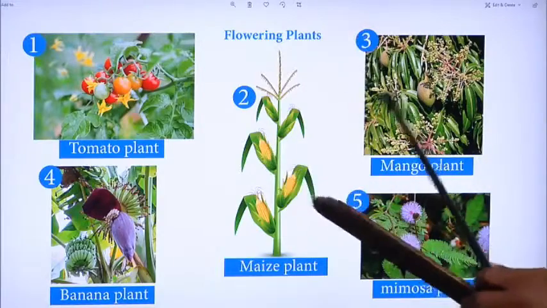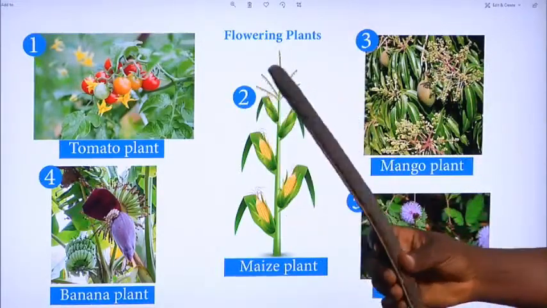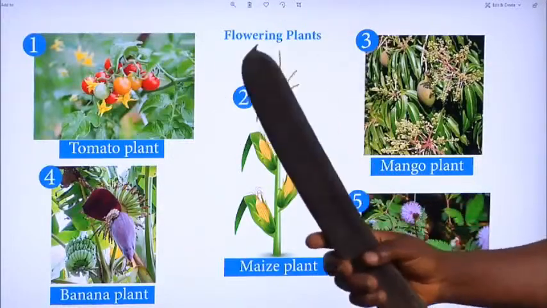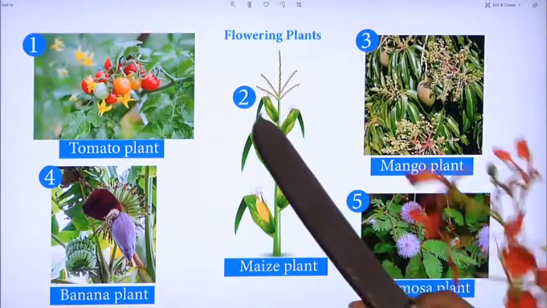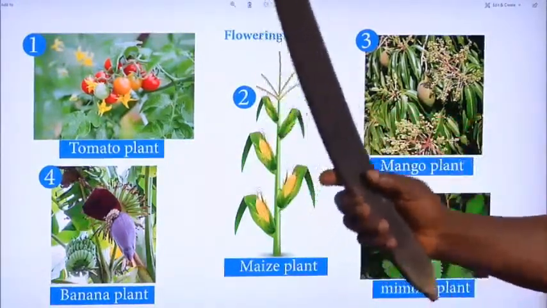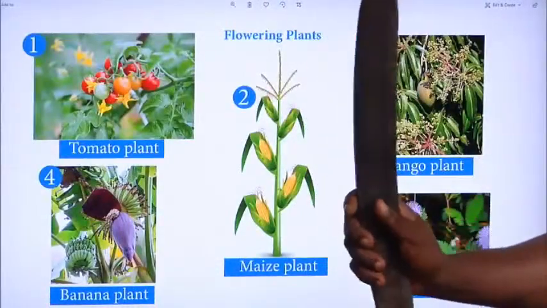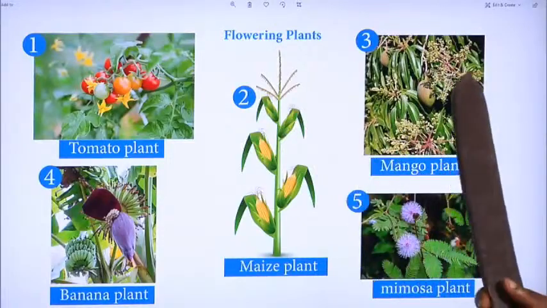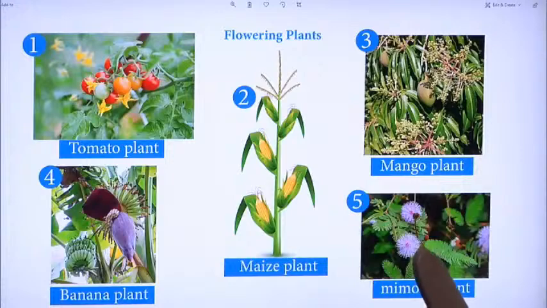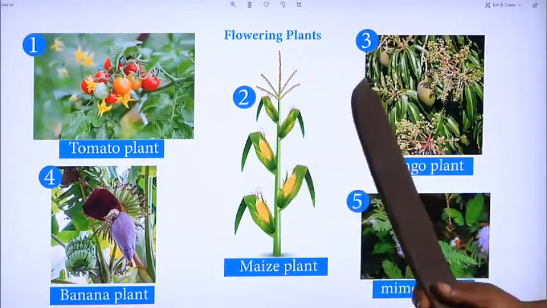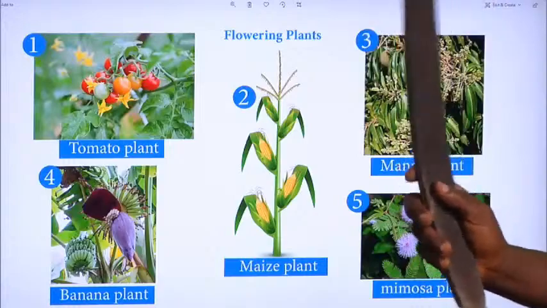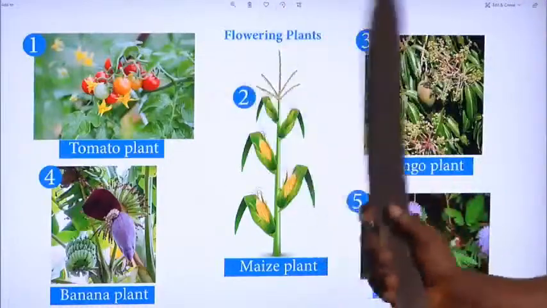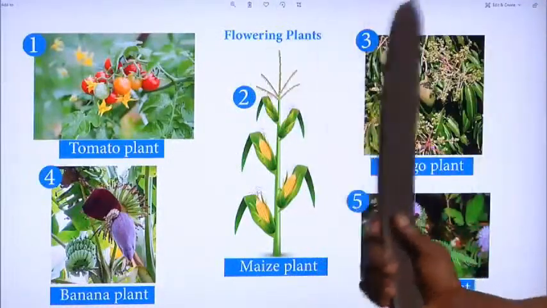I hope you can see this also. This is a fruit of flamboyant plant, the one I just showed you. But its fruit is not edible. Remember, tomato, maize, mango, banana, I said their fruits are what? Edible, but this one is not edible. It means we cannot eat it. It also contains some seeds. When you shake it, you hear some noise. Good.